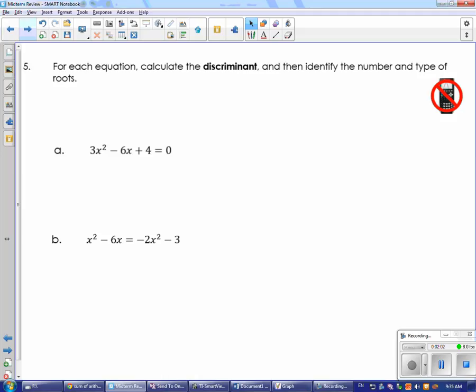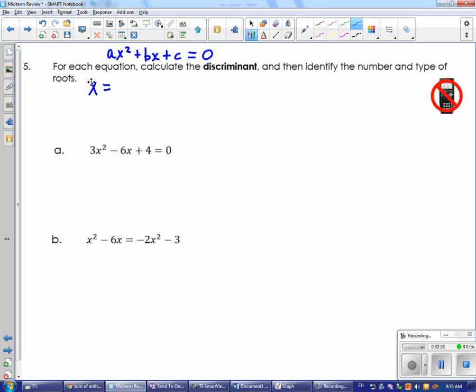So in number 5, again, we're going to start at number 5. For each equation, you are asked to calculate the discriminant and then identify the number and the type of roots. What you might remember from the quadratic unit is that any quadratic equation can be solved using the quadratic formula, which is assuming that your equation is in standard form. Remember, standard form is ax squared plus bx plus c equals 0.